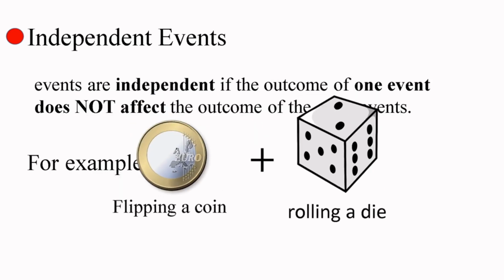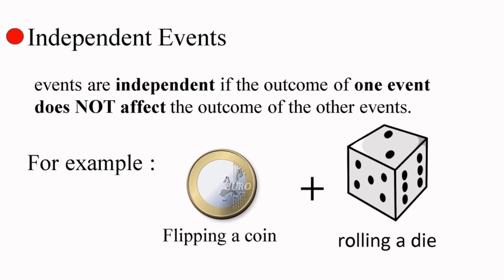Assume that I'm flipping a coin and rolling a die at the same time. Or first I'm flipping a coin, then I'm gonna roll a die. So here I'm gonna have two events. When I have more than one event, I call it compound events. So this trial is a compound event.